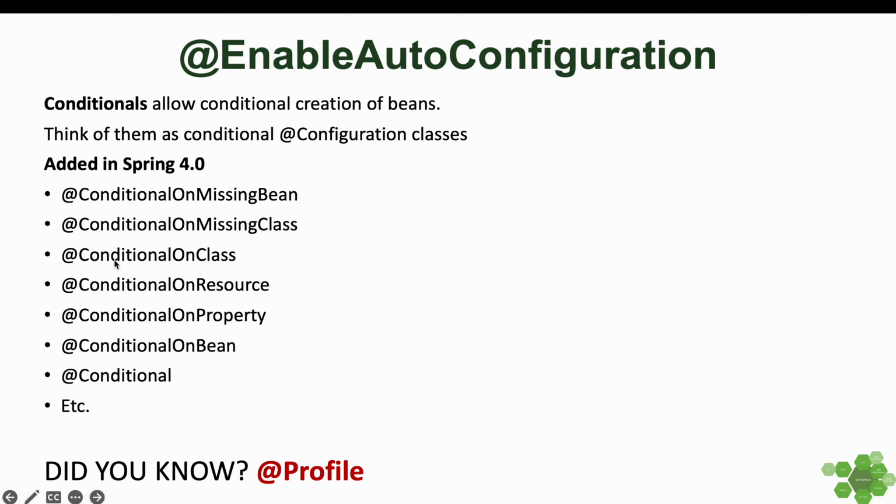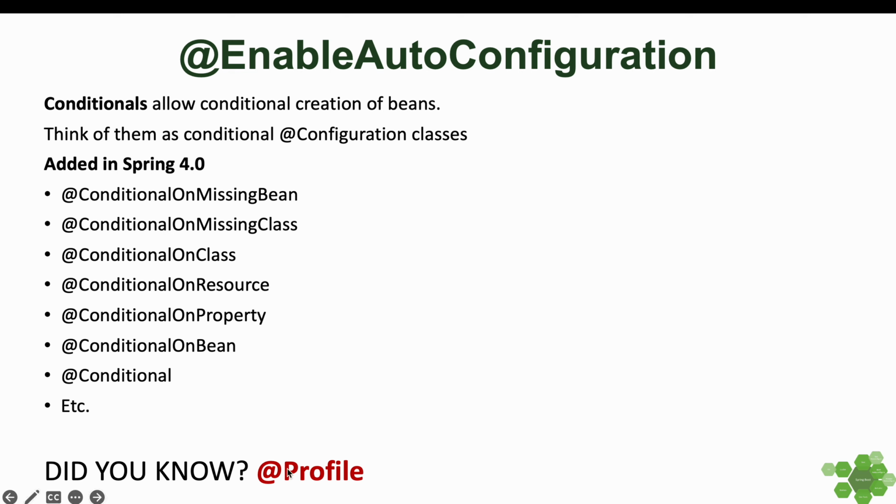Or you have @ConditionalOnClass, which means the specified class exists in the class path. Or @ConditionalOnResource, which means a file exists in a path that is specified. Or @ConditionalOnProperty, which means that a property exists in the property file. Or you have @ConditionalOnBean, which means a bean exists in the application context. Then you have @Conditional, which allows you to give it a Spring Boot condition, which we are going to see in the next video.